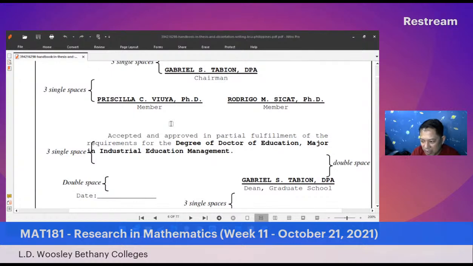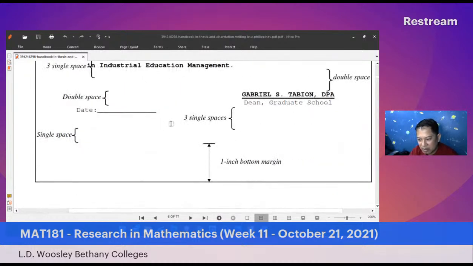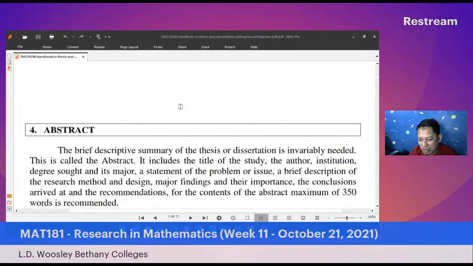Now this would be accepted for the fulfillment of Bachelor of Secondary Education major in Mathematics, for the case of my student. Though my example is for the dissertation, so don't be confused here. All right. Then next to this is the abstract.